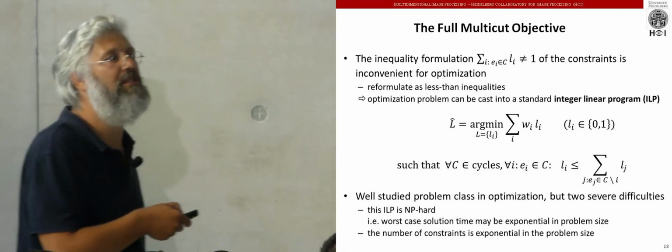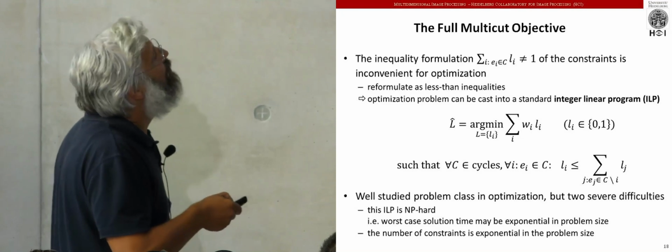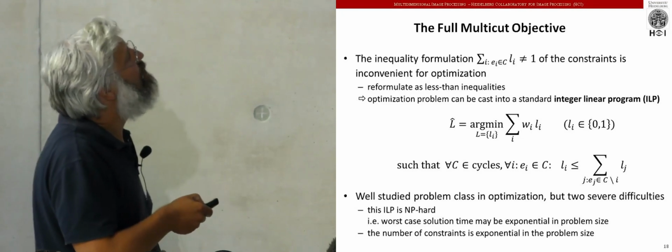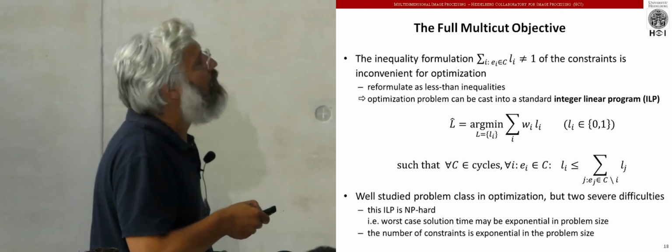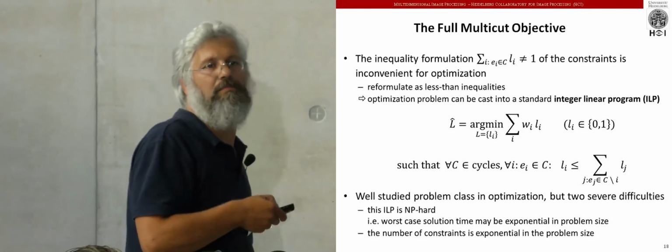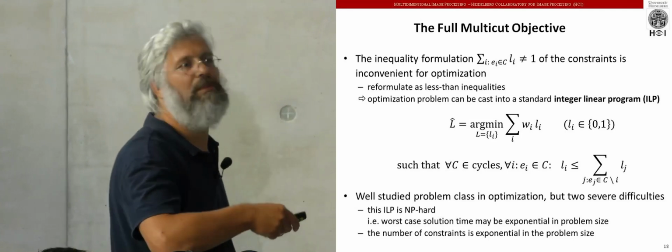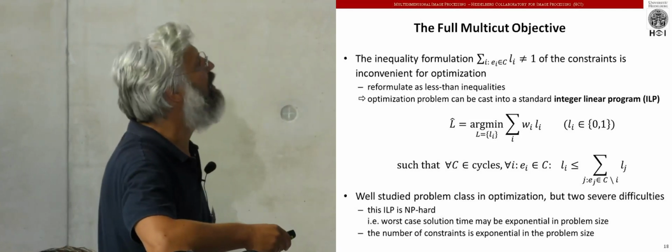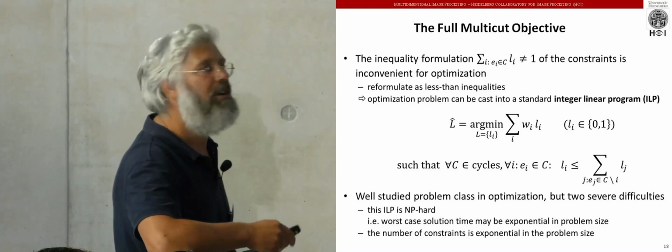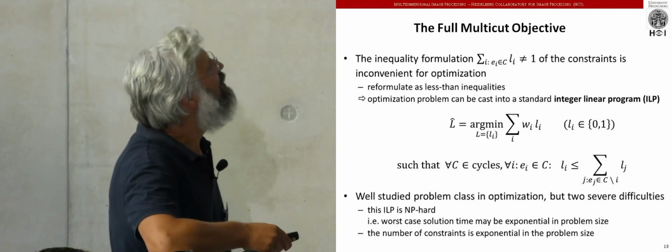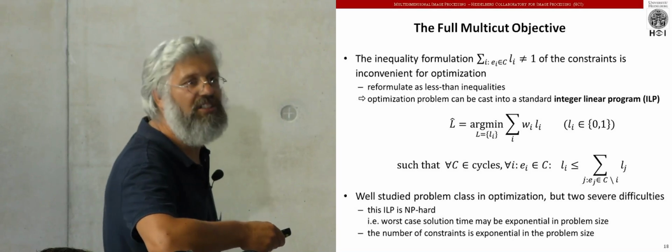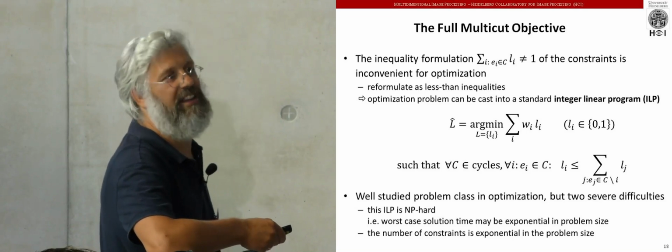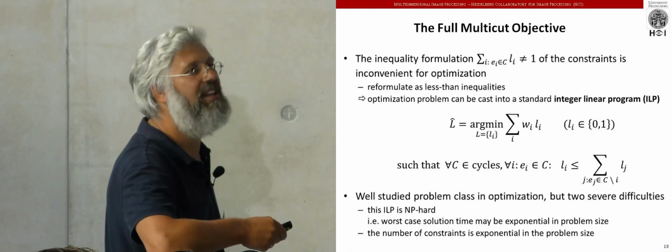So that's equivalent. And if you look at this problem formulation, you see that this is a standard integer linear program, which has been a topic of optimization research for a very, very long time, and there are very good algorithms for it. Also, there are 2 severe difficulties. The problem is NP-hard, so in the worst case, it takes exponential time to find the optimal labeling.